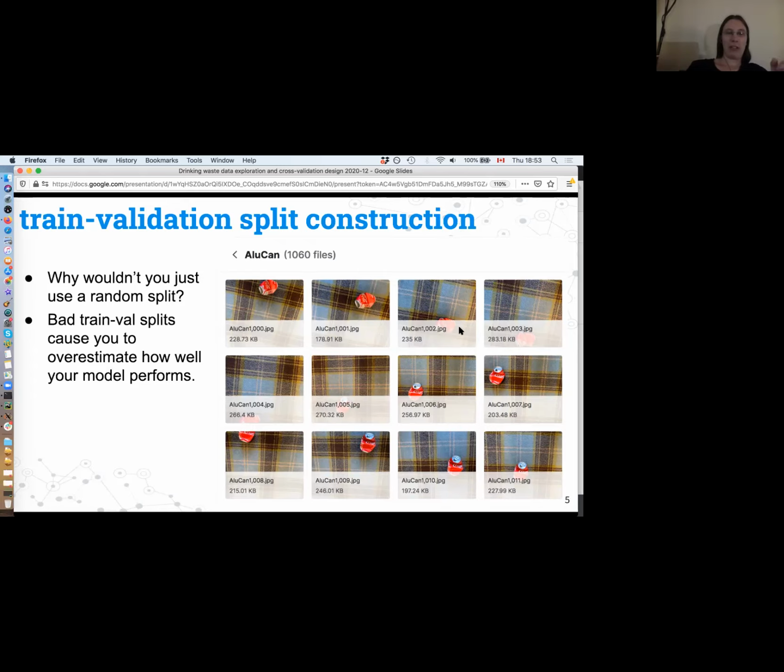Now, when you go to production, you have many other different aluminum cans. It's going to be a lot harder for your algorithm to extrapolate from the only aluminum can that was in the training data to the exotic aluminum cans that are in production data. So bad training validation splits can cause you to overestimate how well your model's performing.